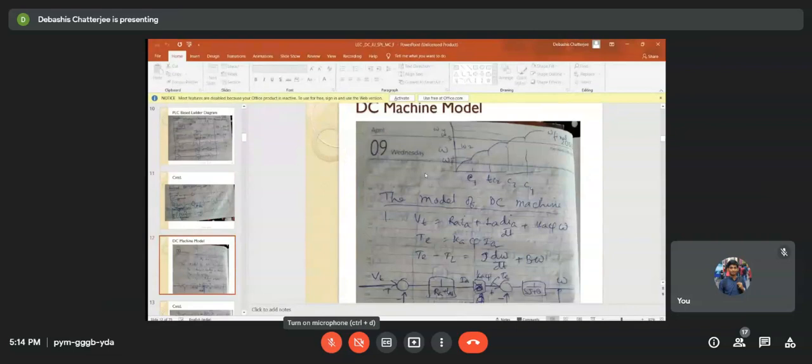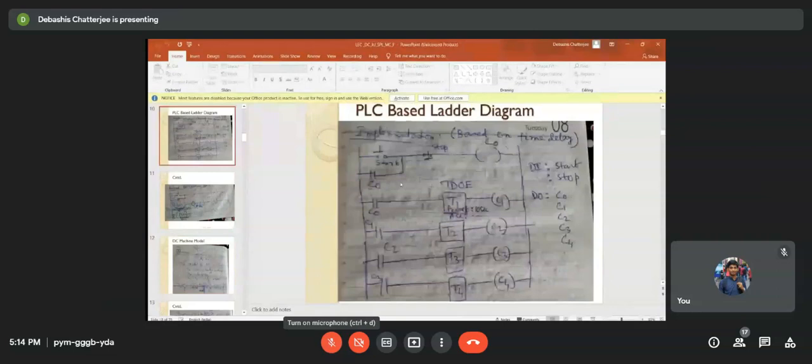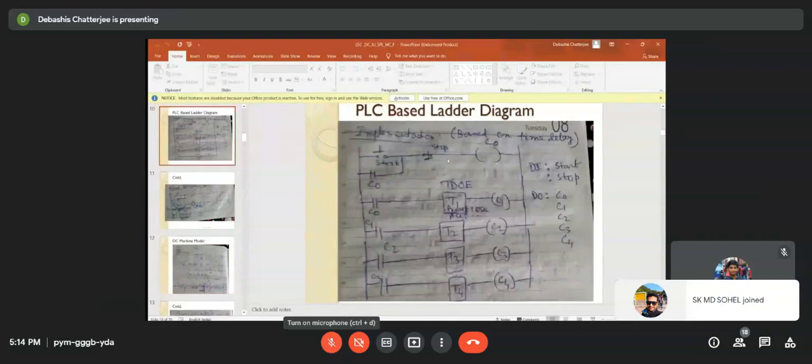This NC contact C2, right? How to represent an NC contact, you should know. And then the first line, each line is known as a rung, R-U-N-G, in a ladder logic. I think you remember it.